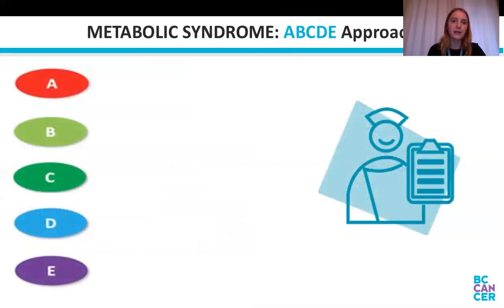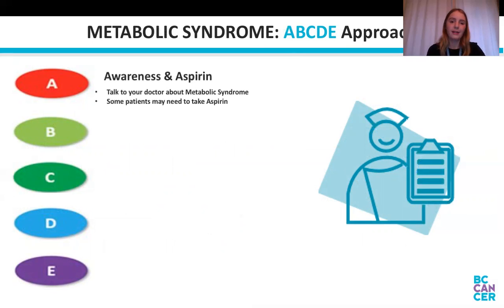And we like to follow the ABCDE approach for preventing metabolic syndrome. A is having awareness and possibly taking a low dose of aspirin. So awareness, talk to your doctor about metabolic syndrome and ask them to monitor you closely while you're on hormone treatment for this condition. Some patients may need to take a low dose of aspirin once a day. This isn't recommended for everyone though, so talk to your doctor first before starting this.